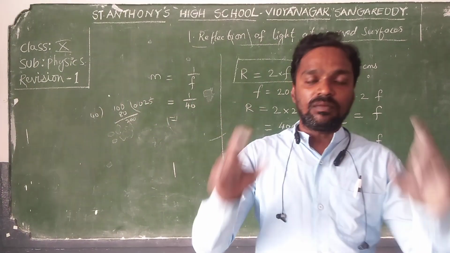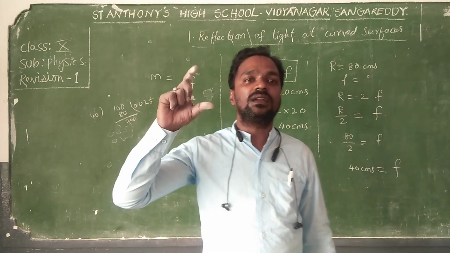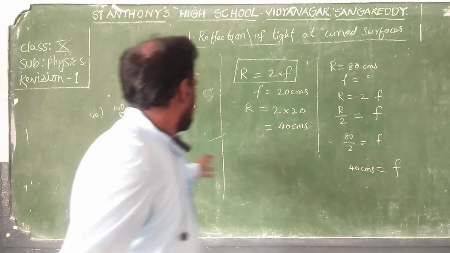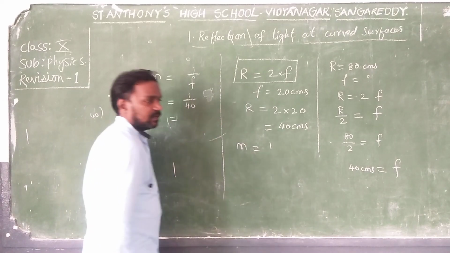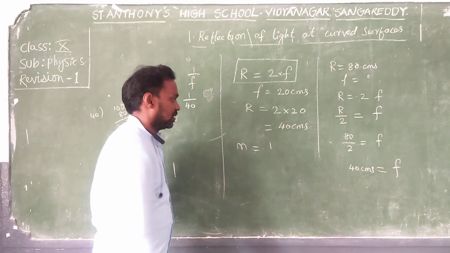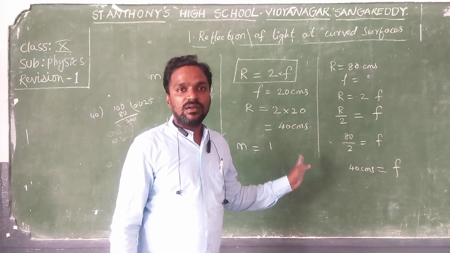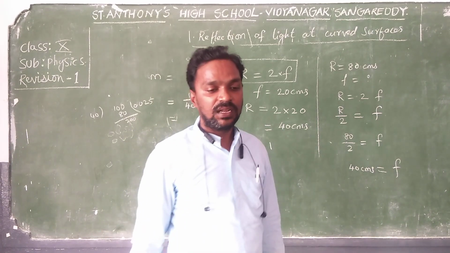That means the image is 40 times smaller than the original size of the object. Like that, we can say if it is less than 1. If the m value is 1, we can say that the object distance is equal to the image distance. If it is 1, we can say the object size is equal to the image size. The size of the object and the size of the image are the same.